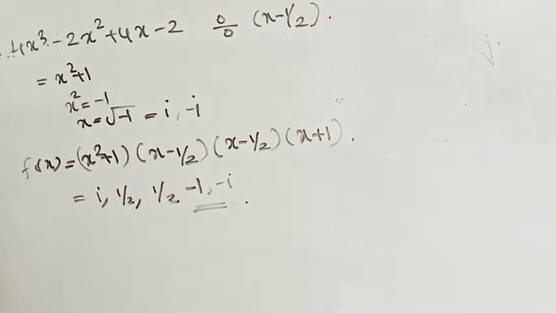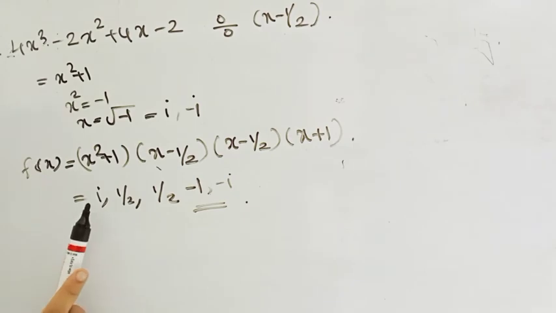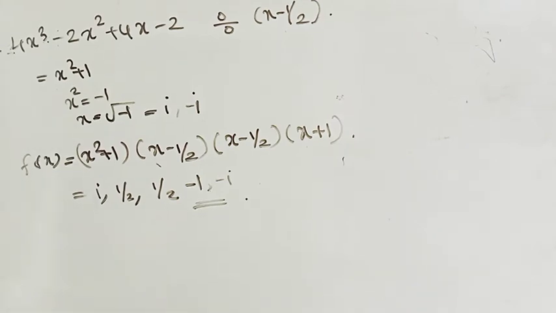Okay. Then f of x can be written as x square plus 1 into x minus 1 by 2, x minus 1 by 2, x plus 1, with roots i, minus i, 1 by 2, 1 by 2, minus 1. This is the answer of the equation. Now we can move to another problem.